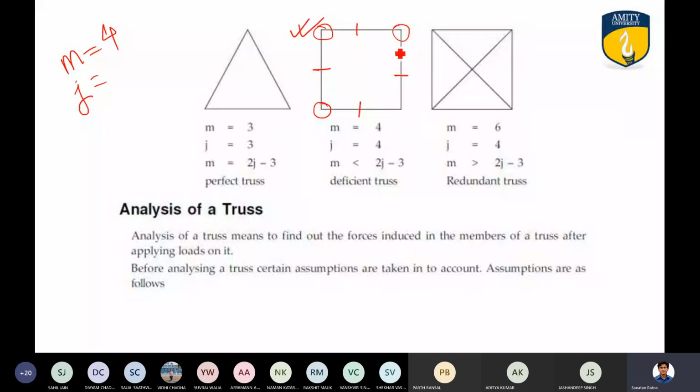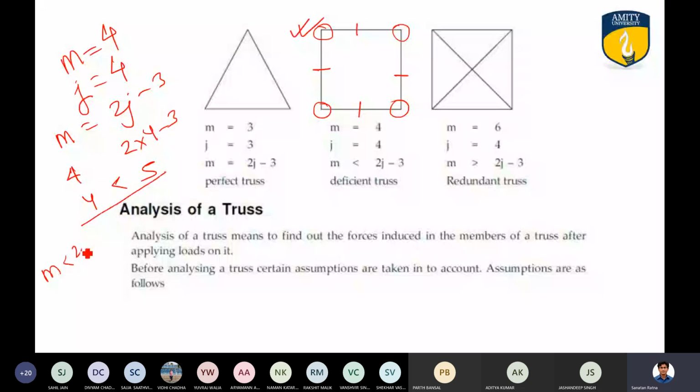Now let us look at the formula. M is equal to 2J minus 3. M is 4 here, and on this side 2 into 4 minus 3. This side we have 4, this side 8 minus 3, that is 5. So the number of members is coming less than 2J minus 3. Is that right? Everyone can see that?